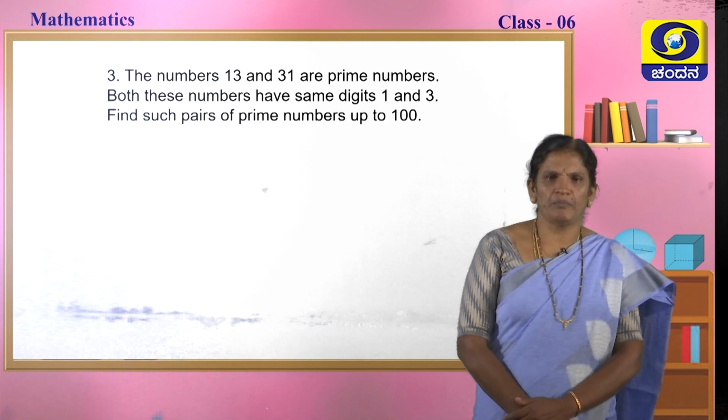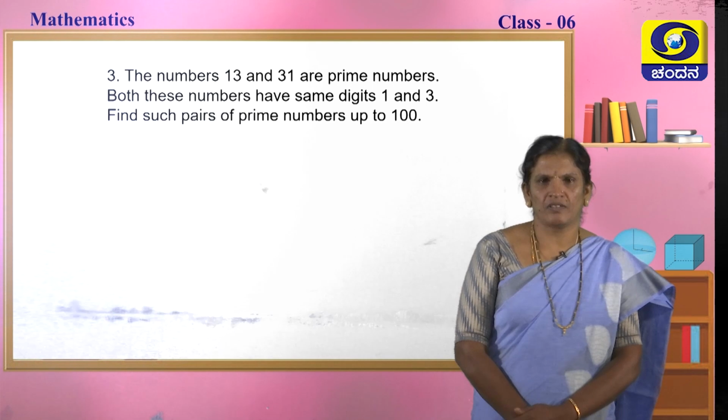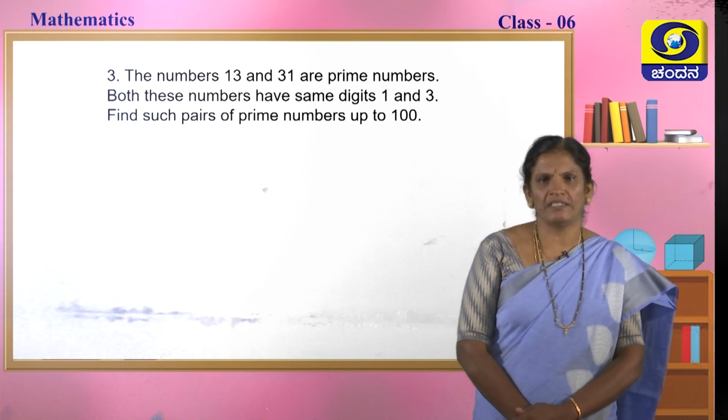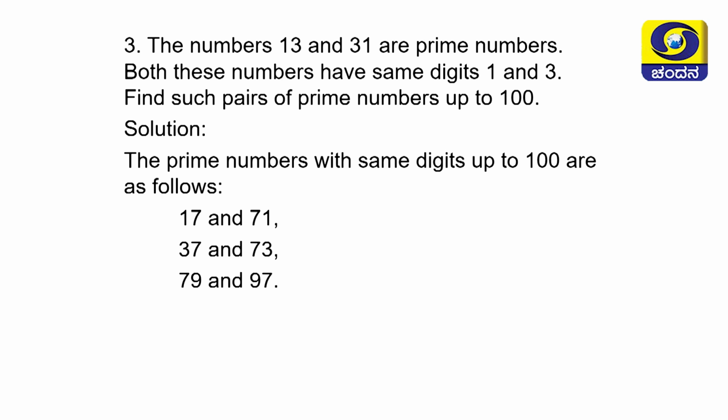Now, come to the third main question, children. The numbers 13 and 31 are prime numbers. Both these numbers have the same digits 1 and 3. Find such pairs of prime numbers up to 100. The prime numbers with the same digits up to 100 are as follows: 17 and 71. Here 1 and 7 are the same digits. 37 and 73. Here 3 and 7 are the same digits.